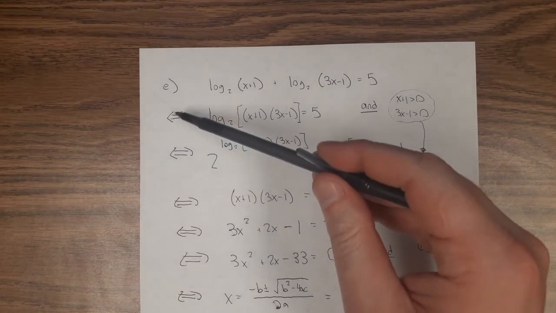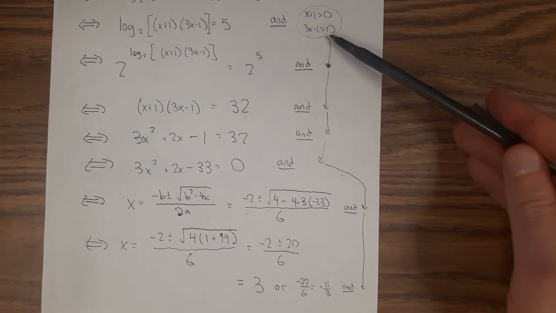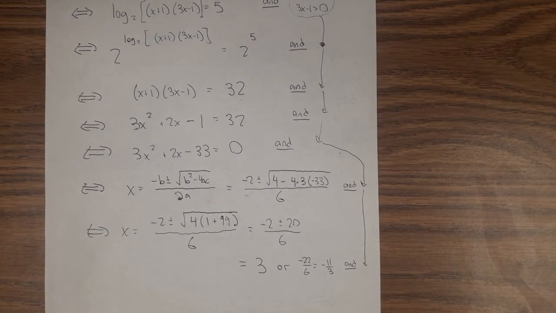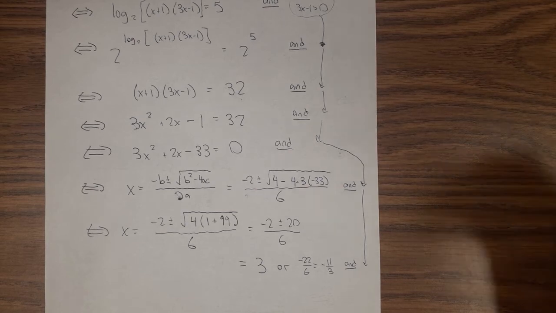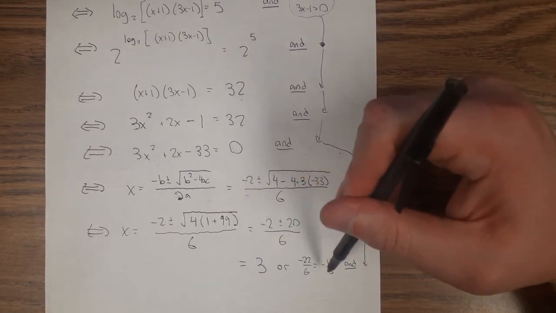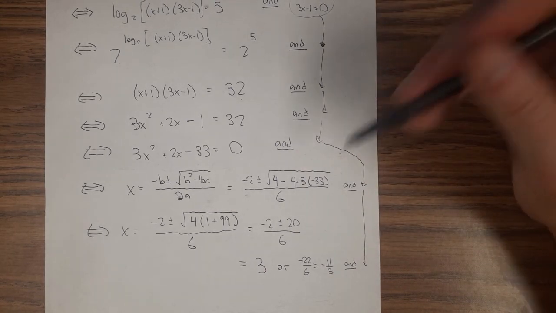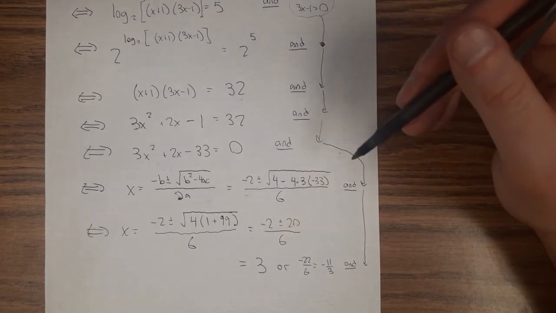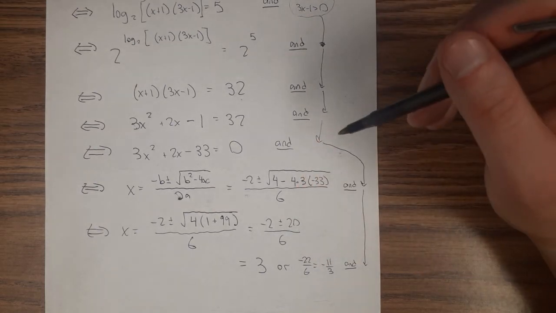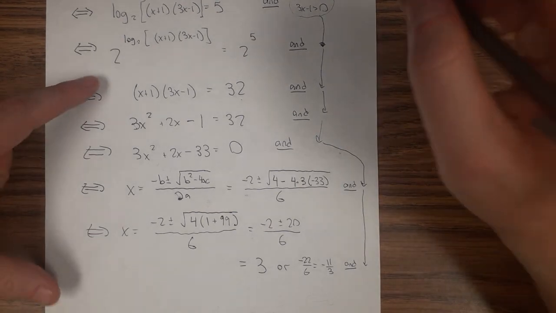Technically this looks like a long string of if and only ifs, but that was only because I carried this extra assumption down all the way. All you have to do in the end is make sure that the numbers that you came up with satisfy the assumption. Anything that doesn't satisfy the assumption is going to get thrown out, and anything that does satisfy the assumption is going to be a genuine solution.